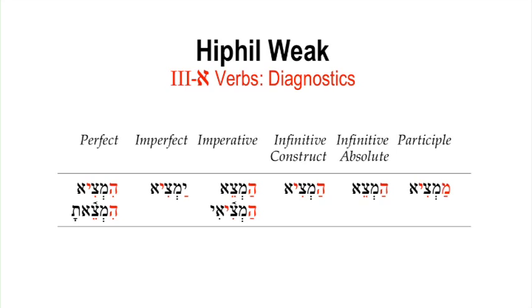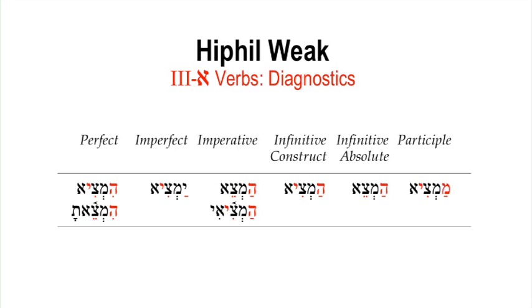The first form, the perfect 3ms, exhibits all of the strong verb diagnostics. You'll see the hey hireq prefix and then the hireq yod stem vowel. Now from your study of the strong verb in the Hiphil stem, you'll recall that the alternative stem vowel besides the hireq yod is the patach. Well, with third aleph verbs, the stem vowel changes from patach to tsere.